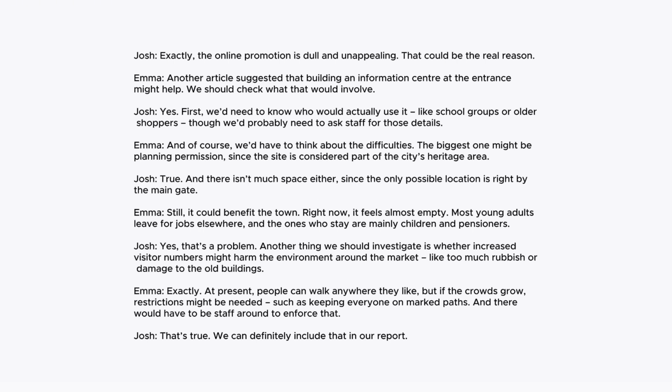Yes, that's a problem. Another thing we should investigate is whether increased visitor numbers might harm the environment around the market, like too much rubbish or damage to the old buildings. Exactly. At present, people can walk anywhere they like, but if the crowds grow, restrictions might be needed, such as keeping everyone on marked paths, and there would have to be staff around to enforce that. That's true. We can definitely include that in our report.